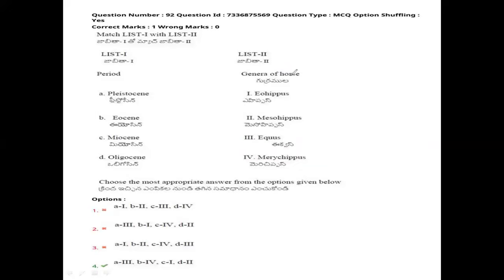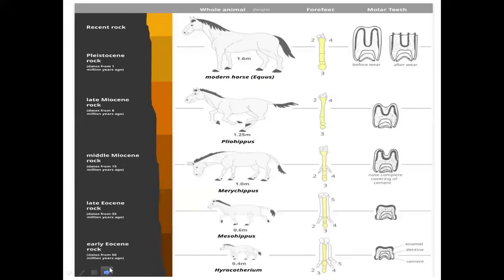One list to the two list. This is horse evolution. I'll show you the picture for your correct idea. So this is the rock ages and these are the horses which have been present. So very important, take a look once.